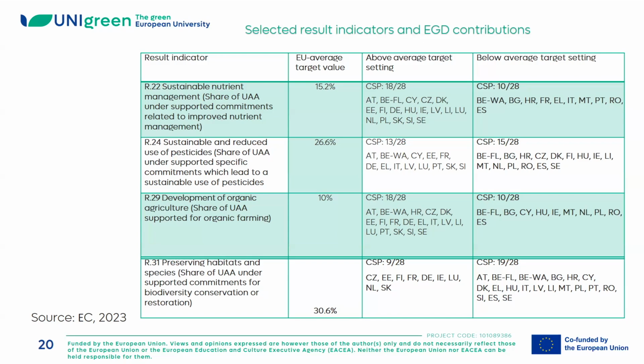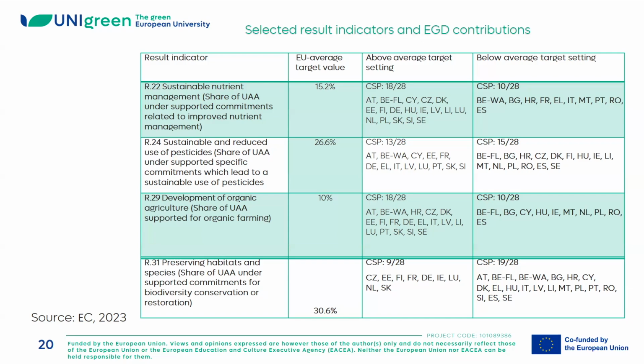So in the second indicator, 13 are above average, 15 plans are below average, and the balance is slightly towards below average performance, with only 13 member states committing above average. This indicates a wider gap in pesticide reduction ambitions, and notable agricultural economies like the Netherlands, Poland, and Spain lag behind.